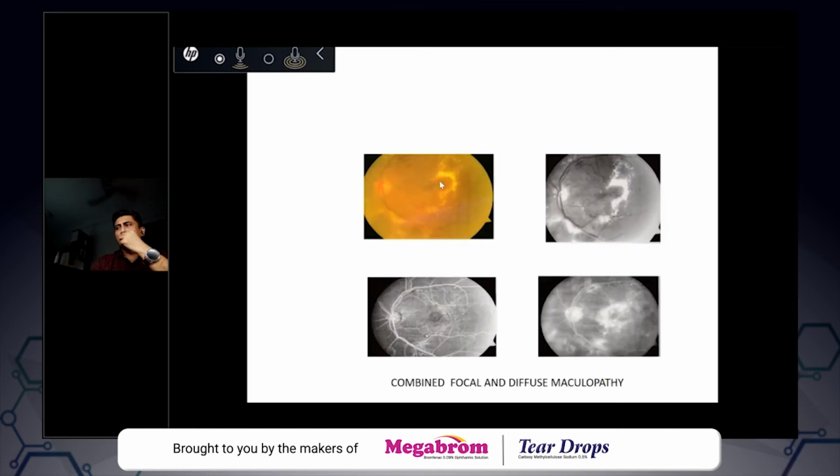And look at this patient here. You are having circinate exudates with probably some microaneurysms or hemorrhages here. When you do angiogram, you see multiple microaneurysms, star-like hyperfluorescent areas. These are microaneurysms. But look at this part of the angiogram. You are seeing something leaking from capillaries, because it is diffuse. So it has got focal leaks from a microaneurysm and diffuse leak from dilated capillaries. So this is a combination of focal and diffuse maculopathy.